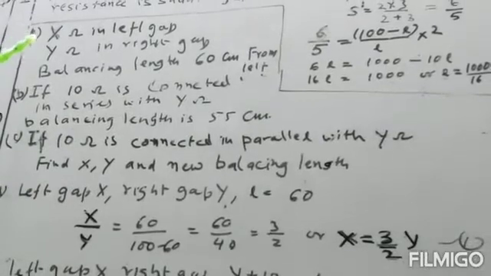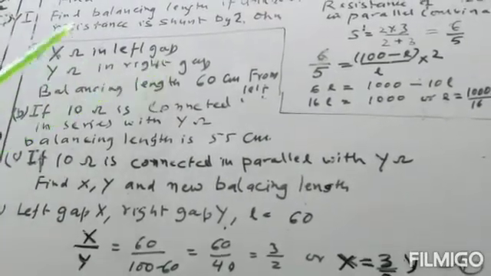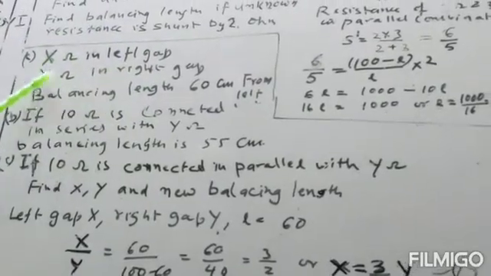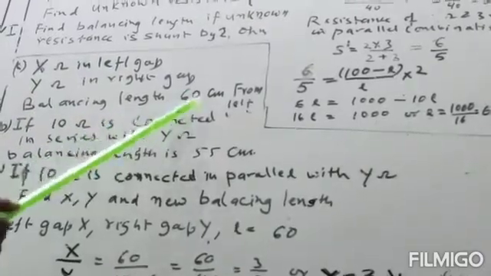In the meter bridge, in the left gap X ohm resistance is placed. In the right gap Y ohm resistance is placed. The balancing length is 60 centimeter.